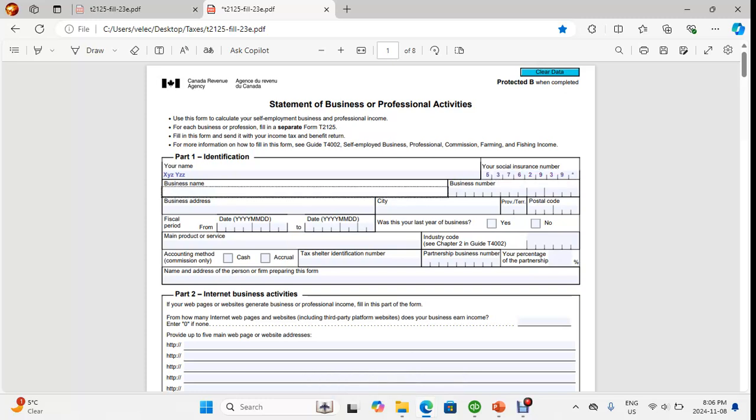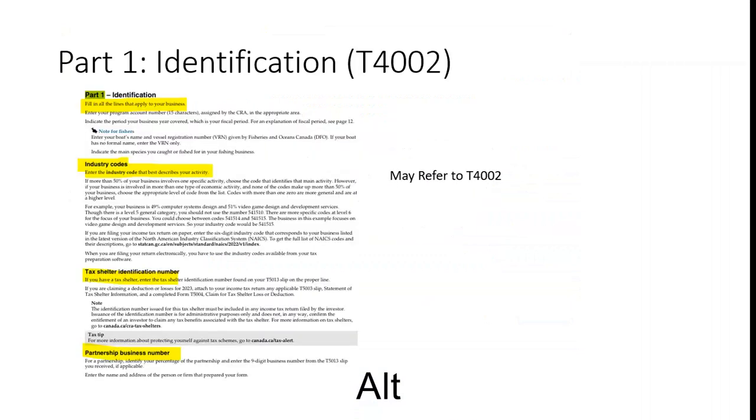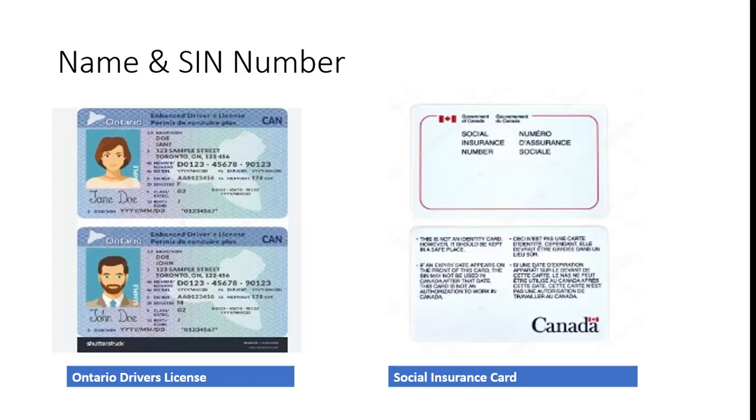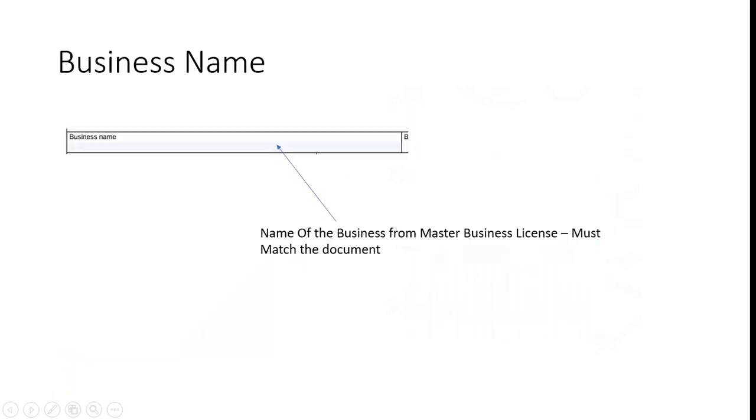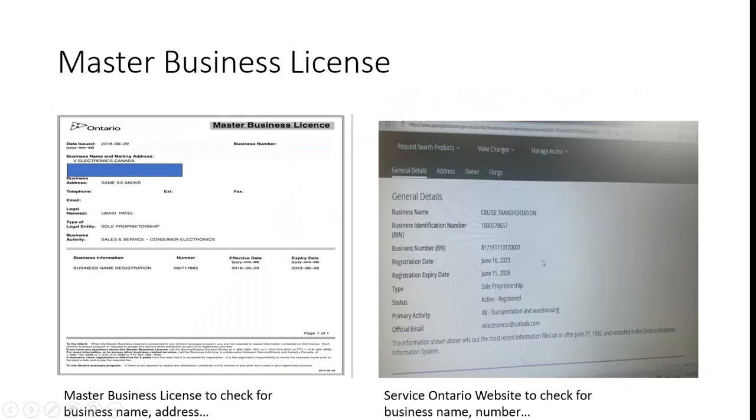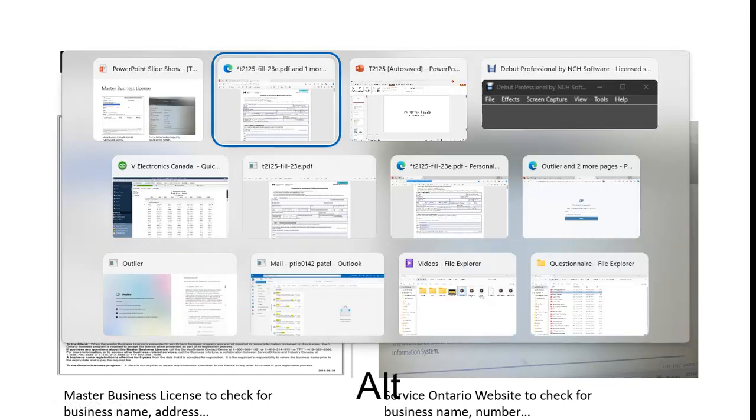Next, you will need to type in your business name. Your business name will be the name that shows up on your master business license. If your business is V Electronics Canada, for example, on your master business license, you will need to type in that name. Again, make sure your first, middle, and last name are exactly the same as on your ID. Make sure your SIN is correct, as well as your business name, which will show up on your master business license.